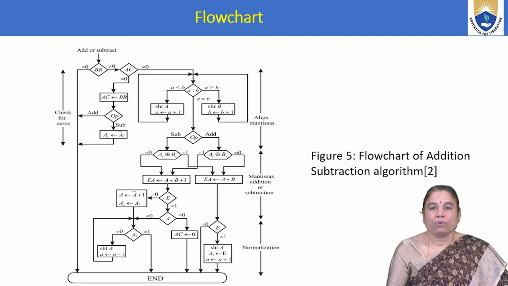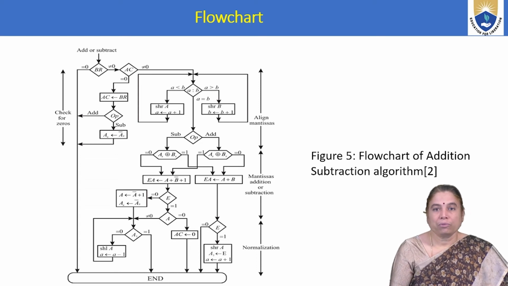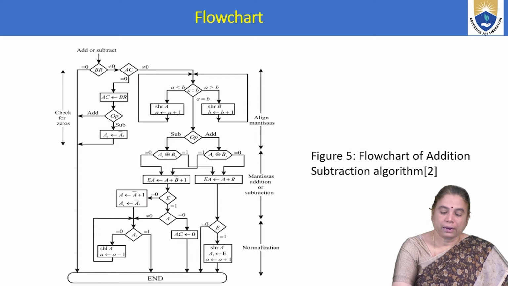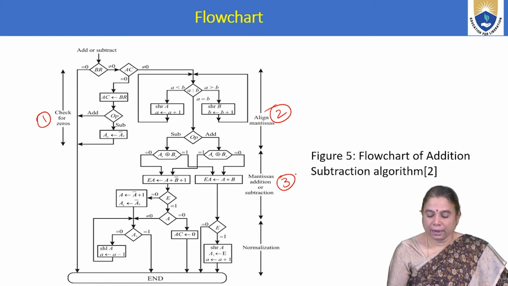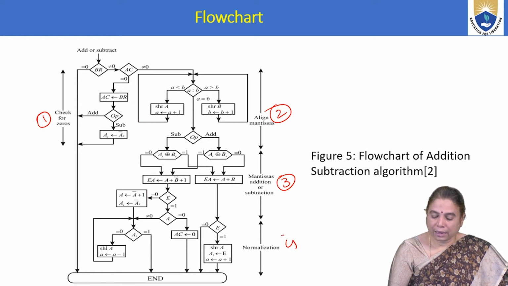Now what is the flow chart representation of this addition and subtraction algorithm? Here we have to perform the four steps in the addition and subtraction algorithm. The first step is check for zeros. The second step is align mantissas. The third step is mantissas can be added or subtracted. The result can be normalized in the fourth step.